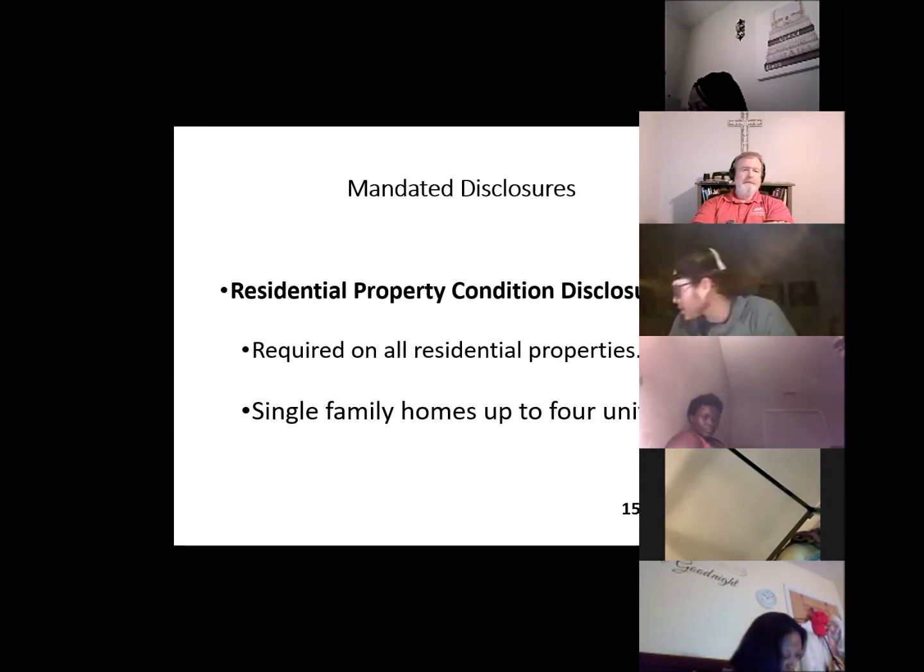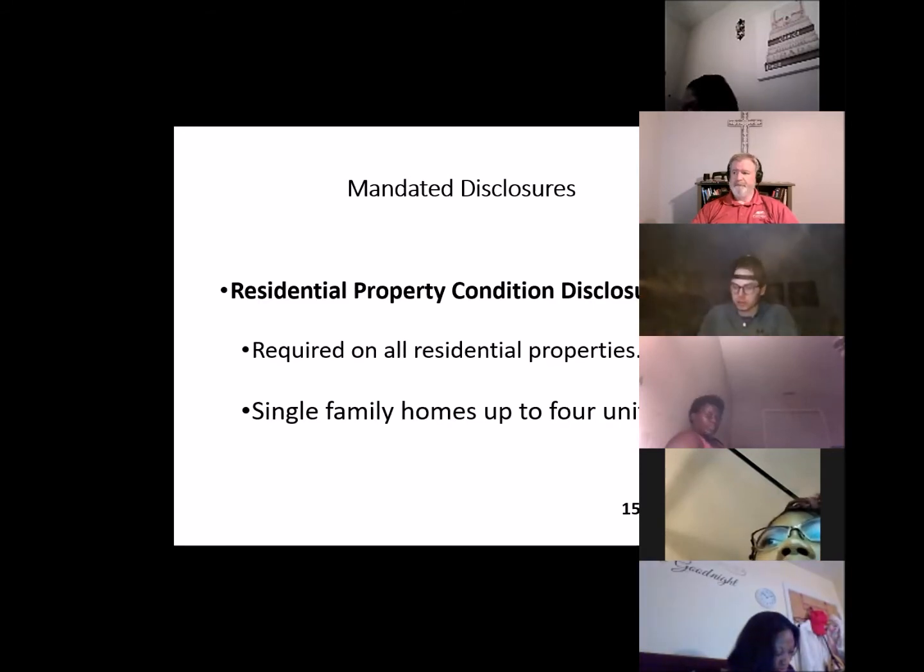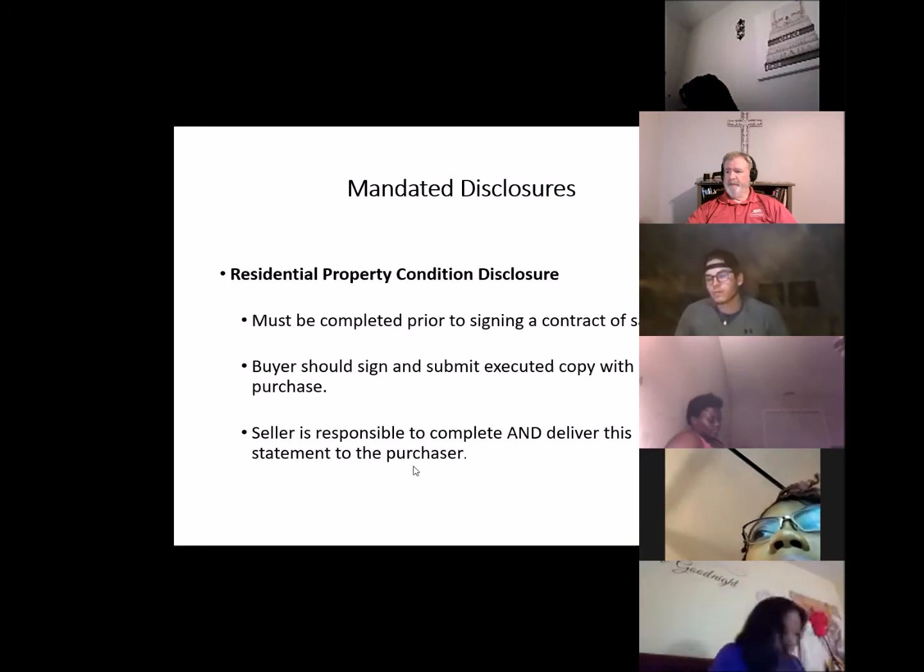I can guarantee it. Y'all, so can the buyer and seller sign a contract of sale without having first completed this document? No. Not legally, right? This law says this must be completed prior to entering into a contract of sale. Everybody got that? All right.